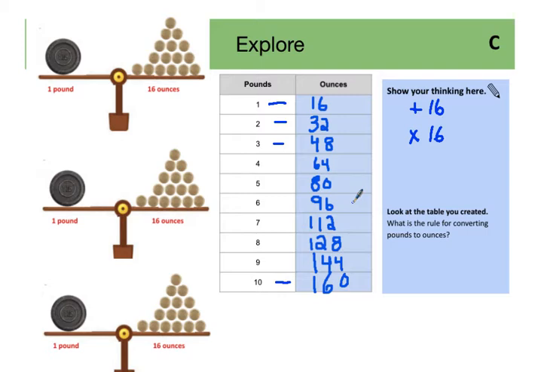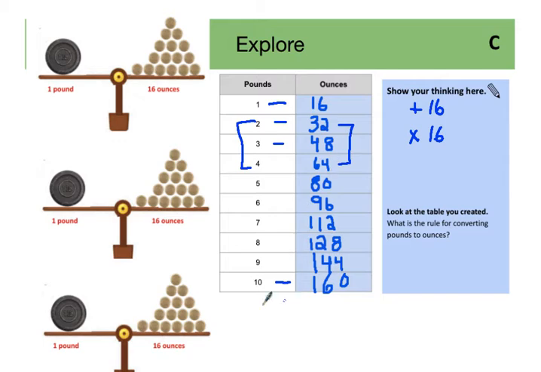Now, there's also some other things I'm noticing. I'm not sure if you picked it up, but I noticed some cool things happening here. For example, if we take a look at 2 pounds, if I double 2 pounds, that will take me to 4 pounds. And then if you notice on this side, we have the same thing happening to ounces. It got doubled. 32 doubled gave me 64.